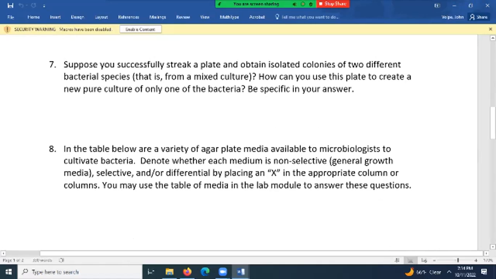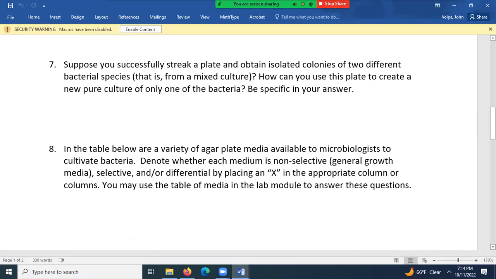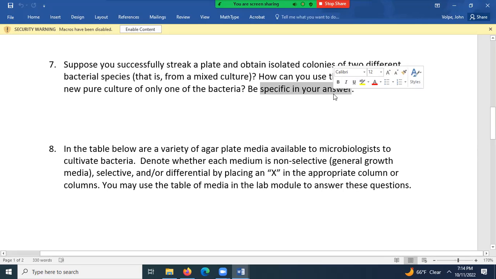Suppose you successfully streak a plate and obtain isolated colonies from 2 different bacterial species. That means you were starting with a mixed culture and you streaked for colony isolation on a plate. How can you use this plate to create a new pure culture of one of the bacteria? You must be specific in your answer so I can understand. All right, any questions about 7?